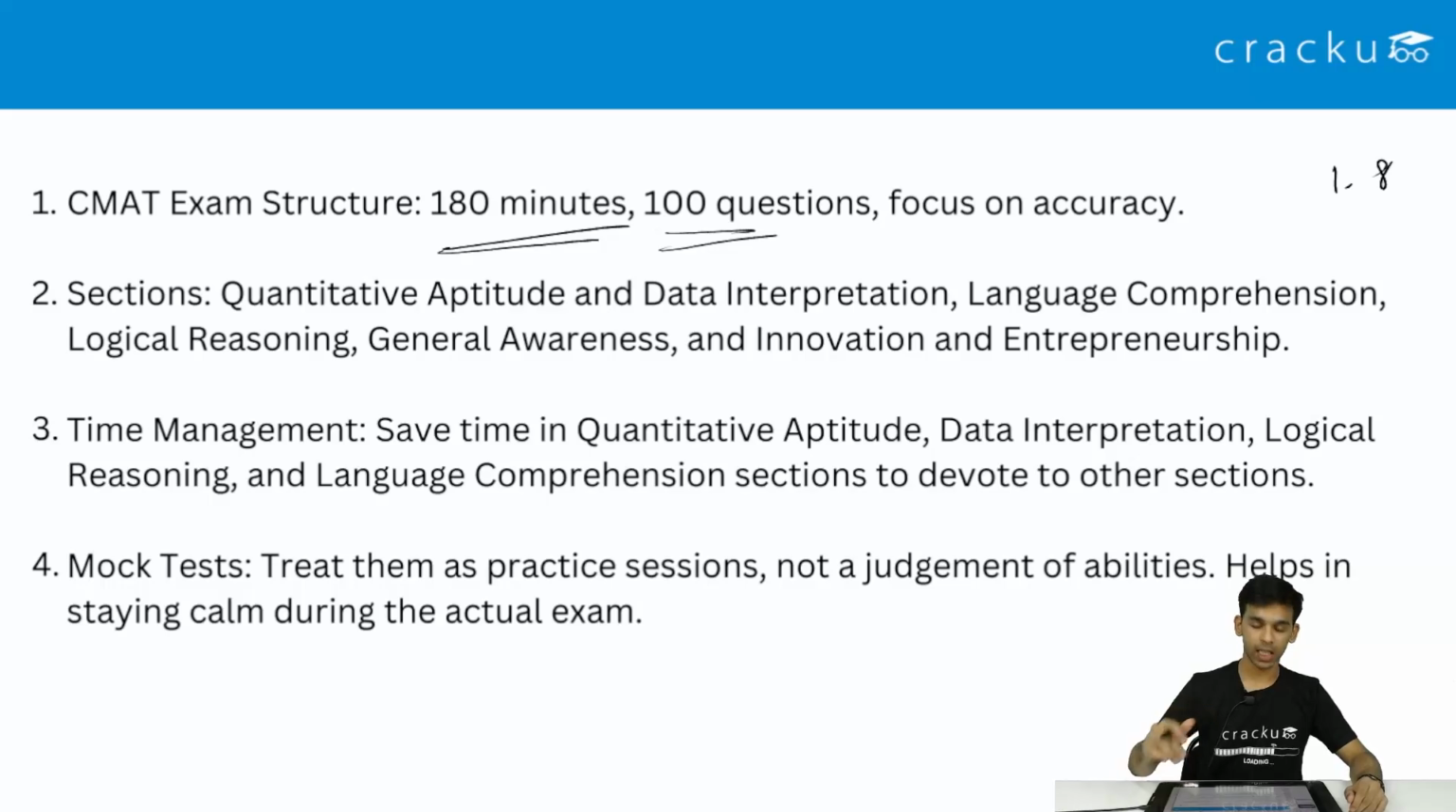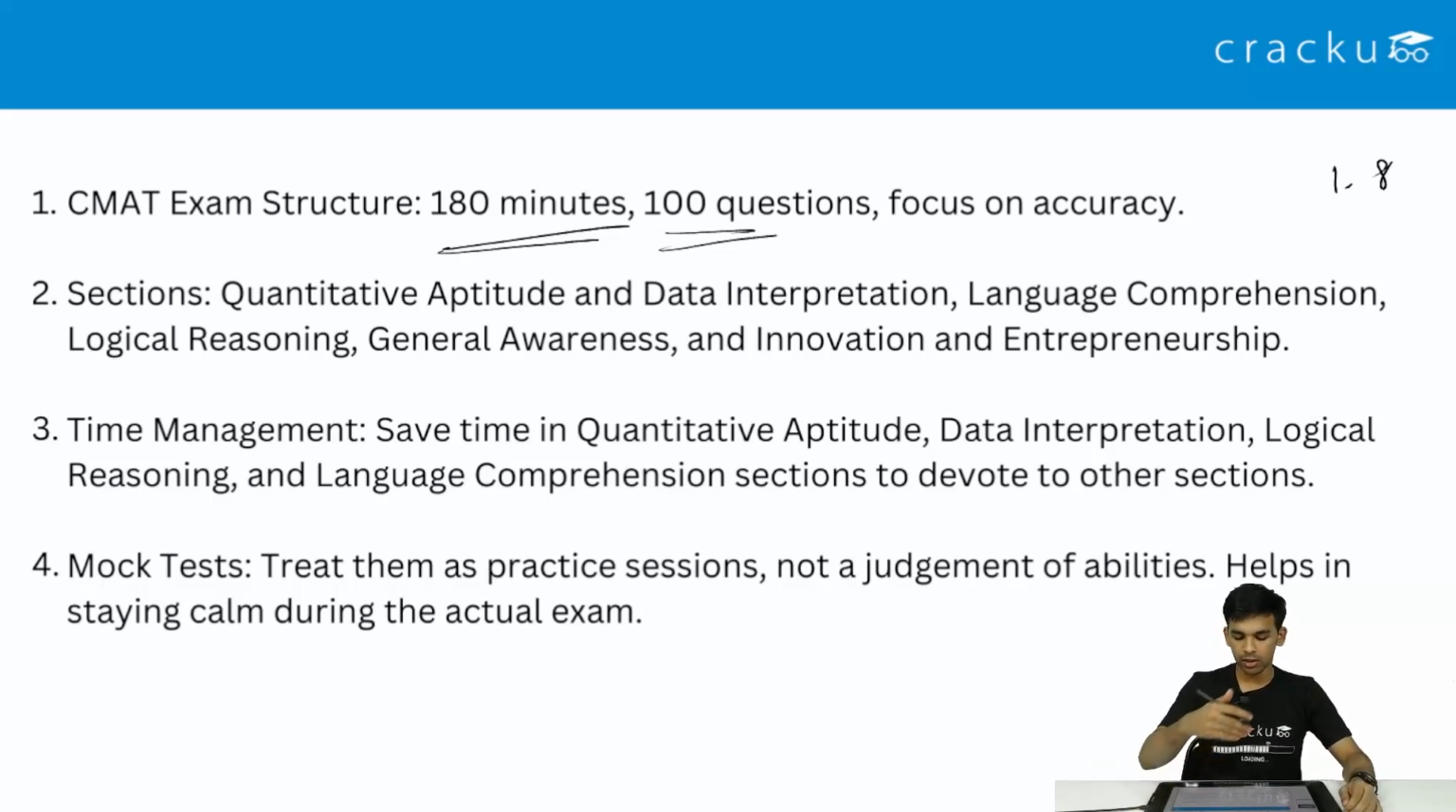We have 5 sections. One is QADI, which is quantitative aptitude and data interpretation. Then we have logical reasoning, then general awareness, innovation and entrepreneurship, and also language comprehension, which is basically a test on English. These are the 5 sections, with 20 questions in each section.